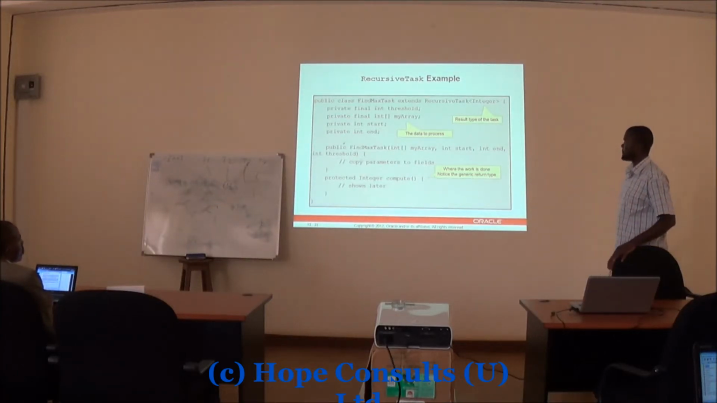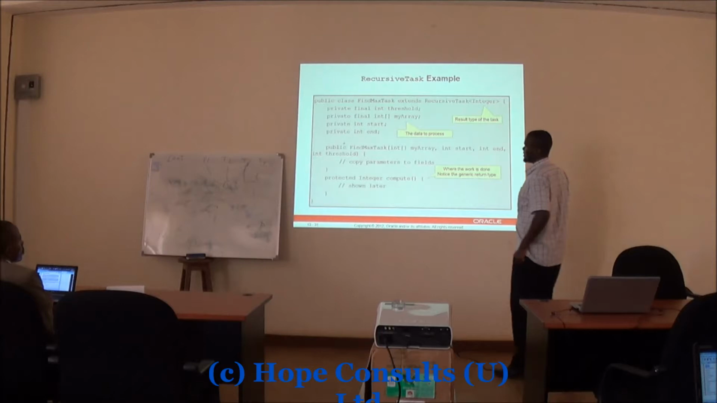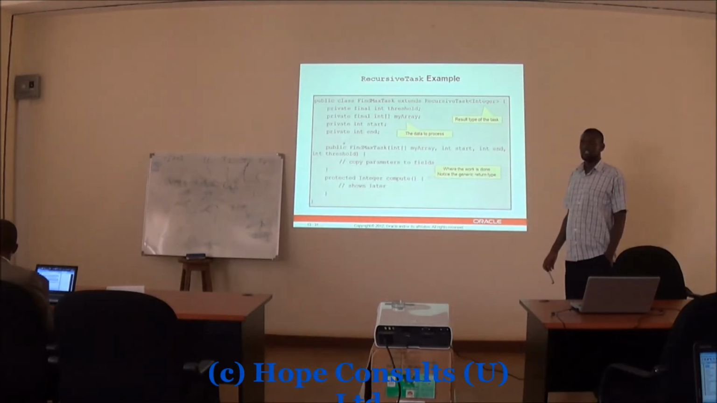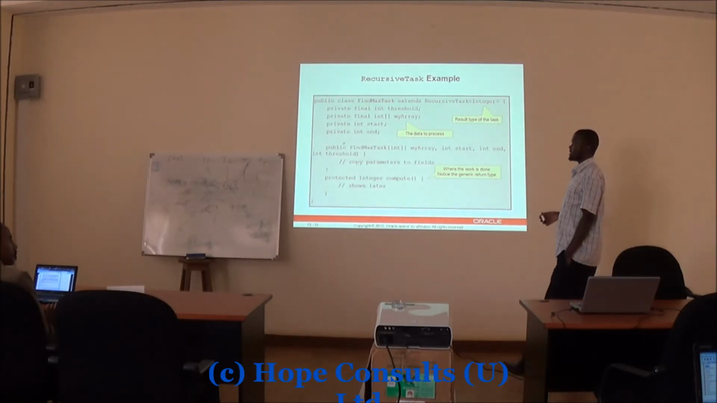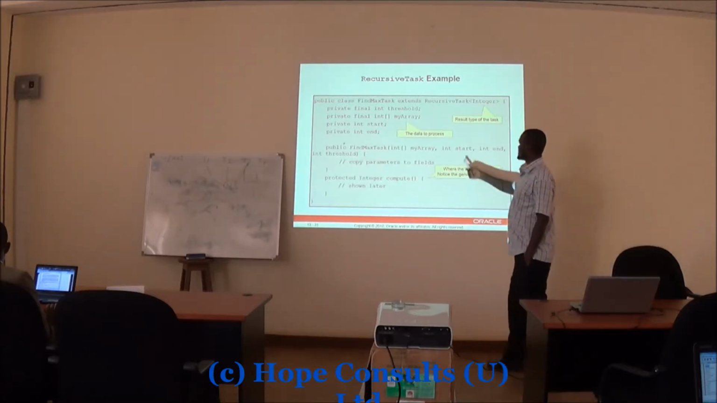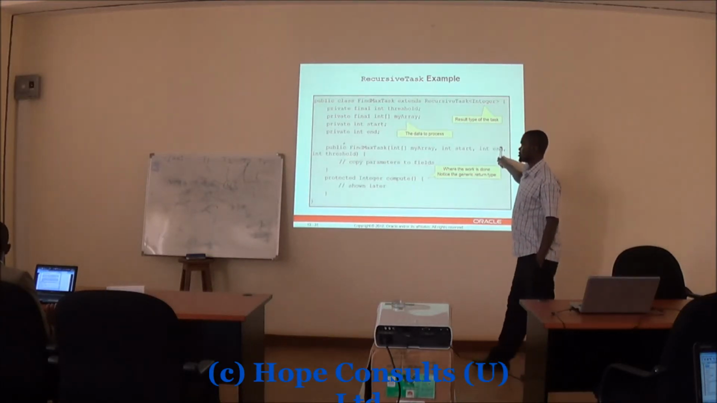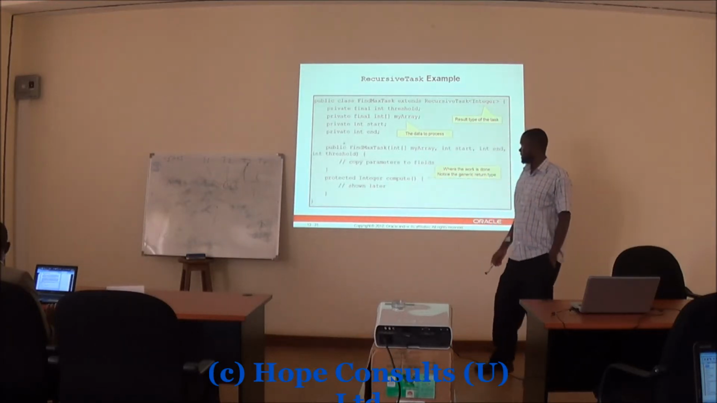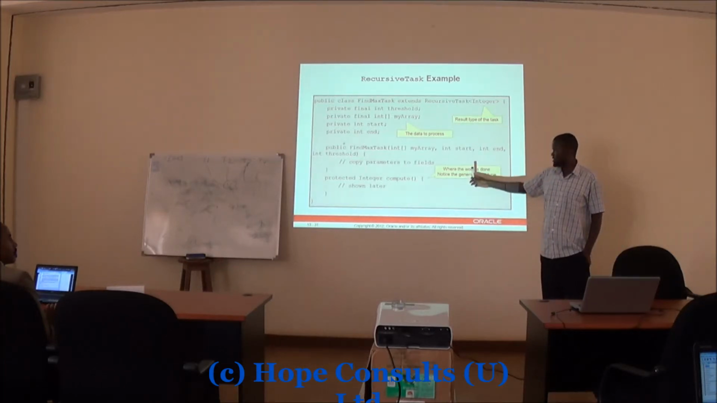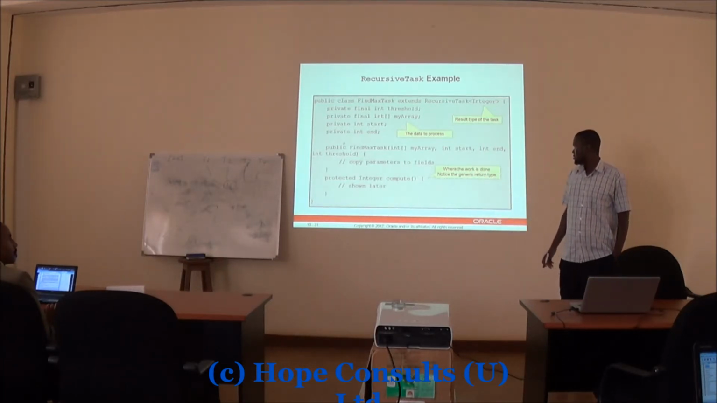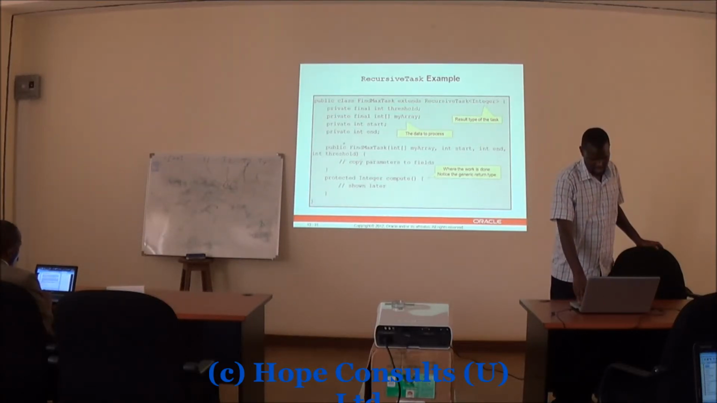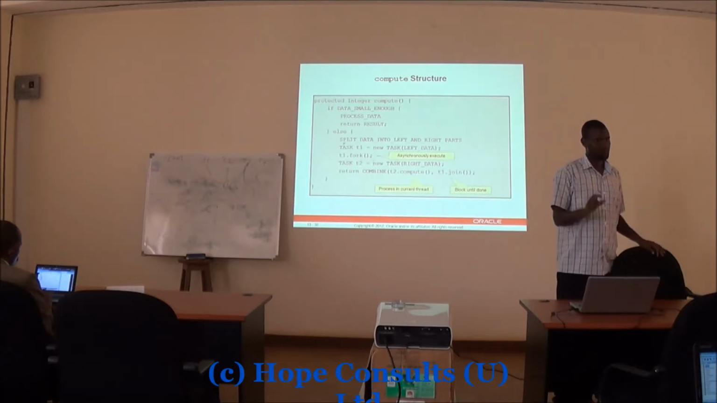But so we have our array here. Final means you cannot change it after it has been initialized. We saw that the other day. So public FindMaxTask, if you have an array, you have the start position and end position. Then you have the compute method, where the work is done. When it's done, the return type will be an object of type Integer, not a primitive type.